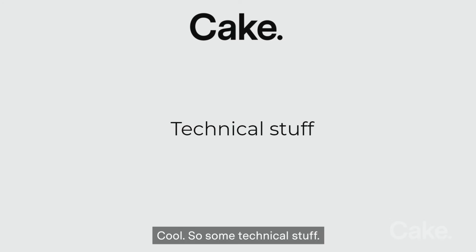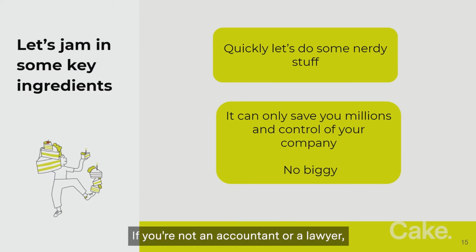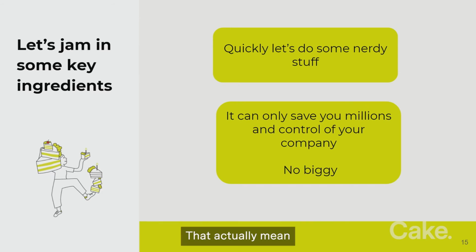Cool, so some technical stuff. It's not very fun. If you're not an accountant or a lawyer, it's really hard as well, so I do apologize about that. But it's also super important. If you don't get this right, you can lose millions in the long run by being over diluted. You could have some really crappy terms in your term sheet that actually mean you don't have control of your own company, even in a really early round.